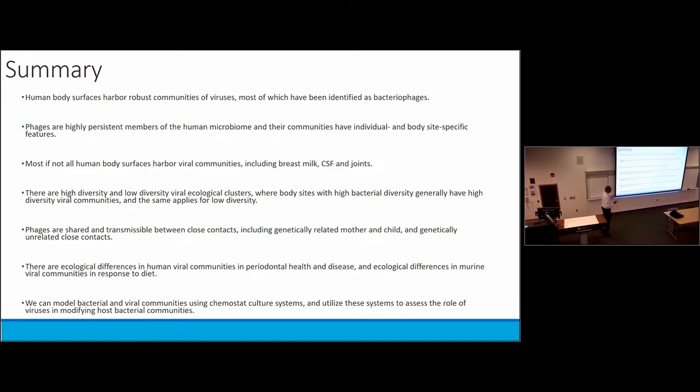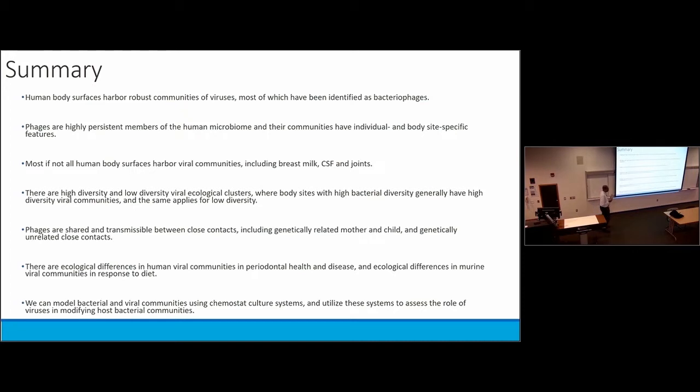We've looked at body fluid, CSF, breast milk, others have looked at skin. We now don't think that there's any site in your body that's devoid of these viruses. We also know that there are these high diversity and low diversity ecological clusters, which to some extent may be governed by the number of bacteria that we see, because most of the viruses we see are actually phages of the bacteria that are present.